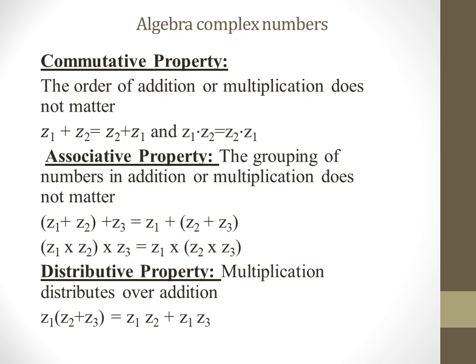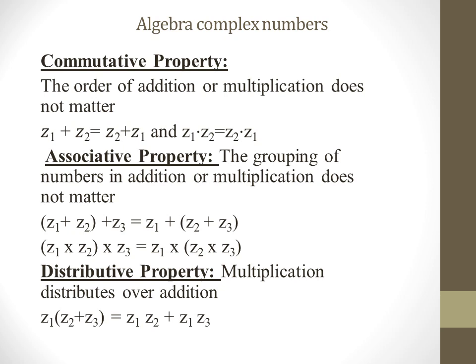Then after this, we move to the associative property. The grouping of numbers in addition or multiplication does not matter. Therefore, z1 plus z2 plus z3 is equal to z1 plus z2 plus z3 with regrouping, and z1 into z2 into z3 is equal to z1 into z2 into z3 with regrouping.